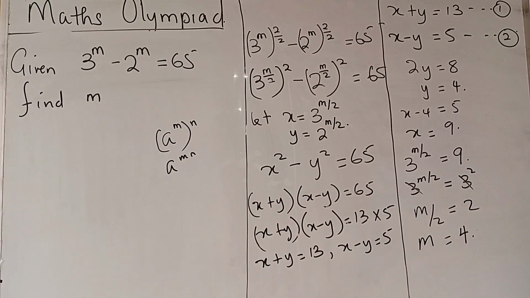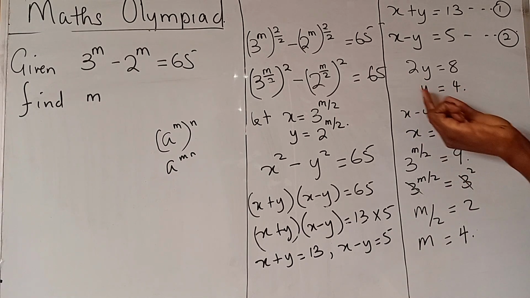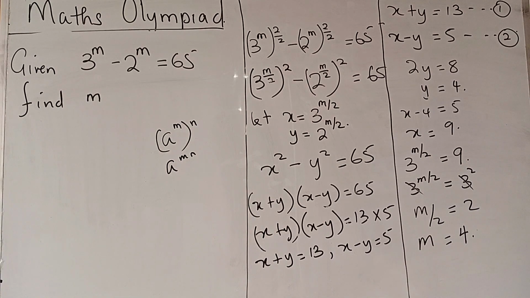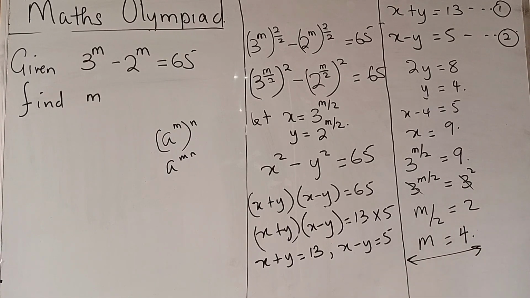So we can also try it with the value of y here, which is 4, by recalling that y is equals to 4, and yet y is equals to 2 to the power m over 2. Then you equate 2 to the power m over 2 to 4. So this is the value of m. So we are done with such kind of an Olympiad question.